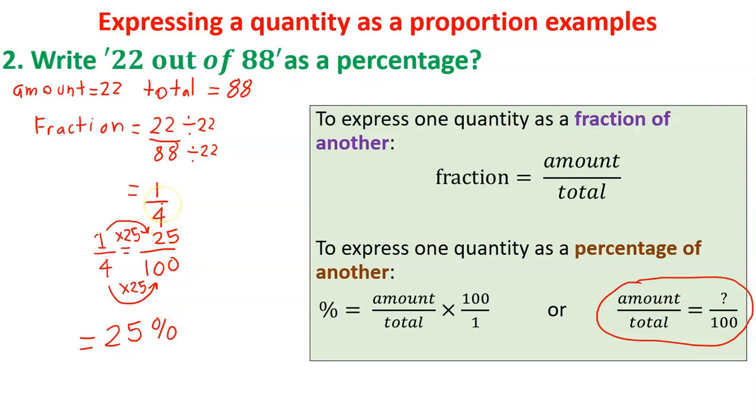So 22 out of 88 as a percentage is 25%. Can you please pause and copy this example into your workbook? Okay, moving on.